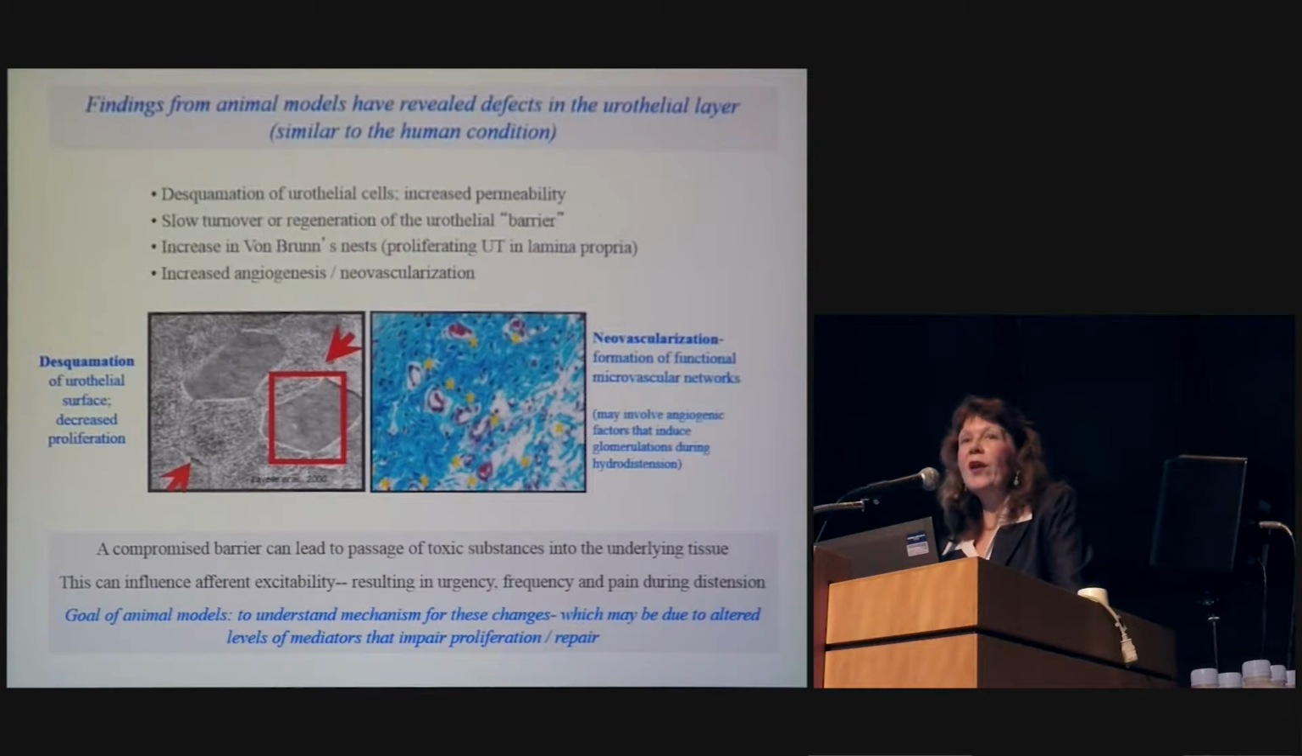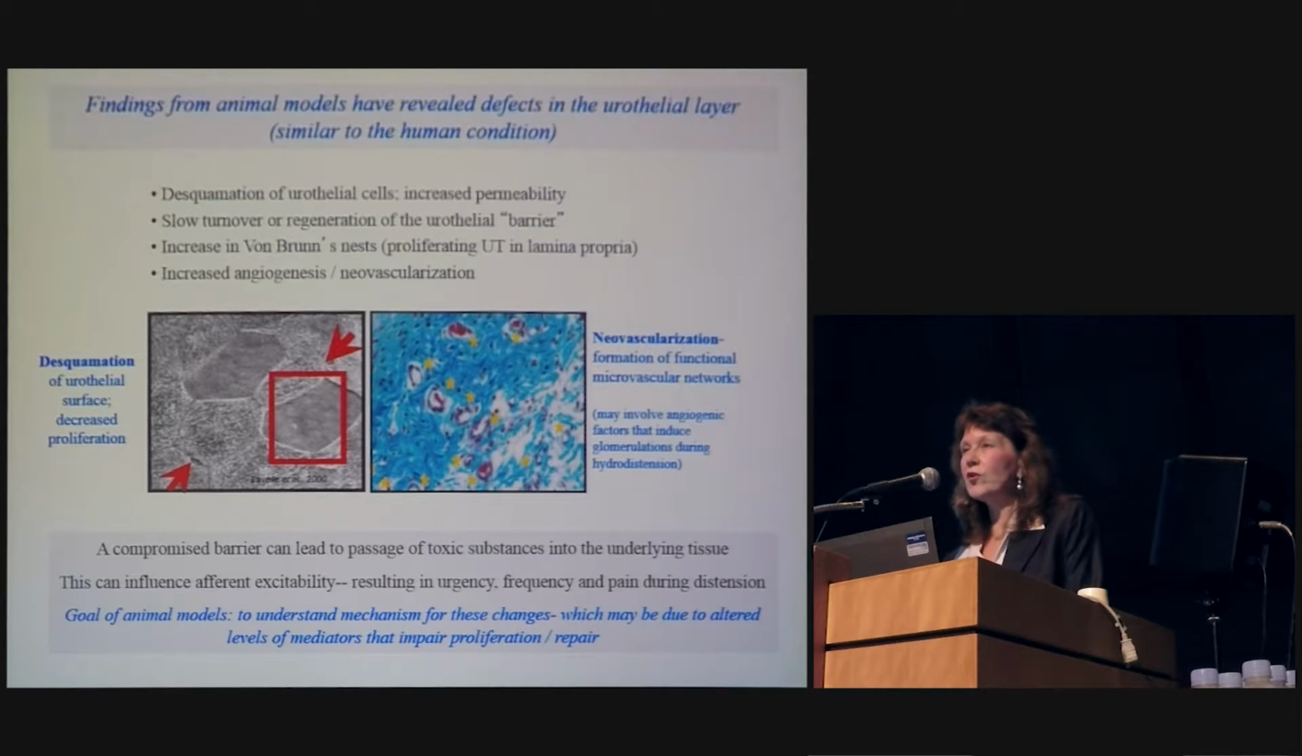Now, there are a number of findings in animal models that really support or are very similar to the human condition, and I'll just give three groups of examples. One of these revealed defects in the urothelial layer, and some of them have been described using a number of animal models. The images I'm showing come from the feline IC model, but this is obviously used in others. There's been a desquamation of urothelial cells and an increase in permeability. There is a slow turnover or regeneration of this urothelial cell layer.